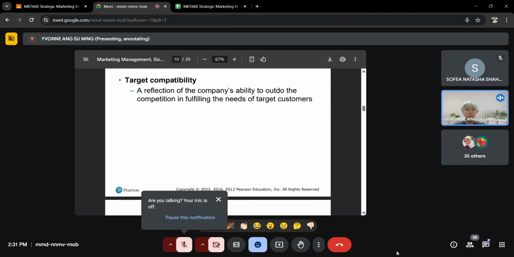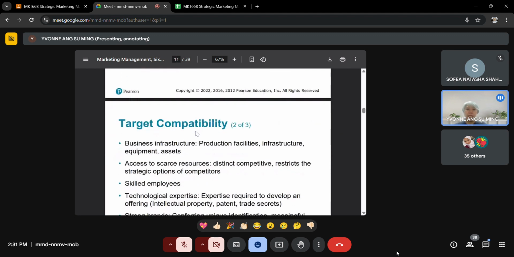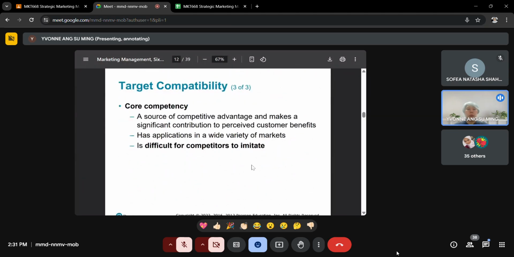And one of the things when they compare is whether they can outdo their competition. If they have the confidence and they have the ability, then maybe they will choose to enter that particular market. So their ability to outdo their competition boils down to their core competency.